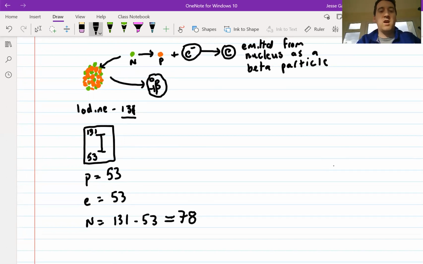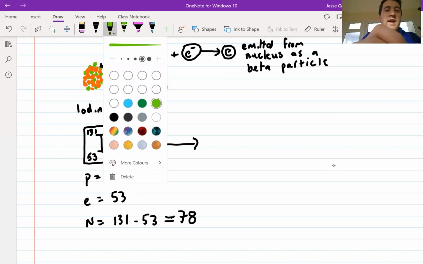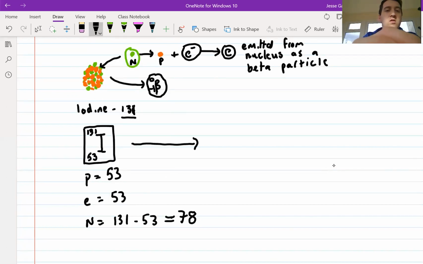When the beta decay occurs, the iodine splits to produce a beta particle. Let's look at what's going to happen. The neutron up here splits to produce an extra proton. So look what happens down here. The number of protons in the nucleus increases by 1. That gives us 54 protons, because a neutron has split to produce a proton.